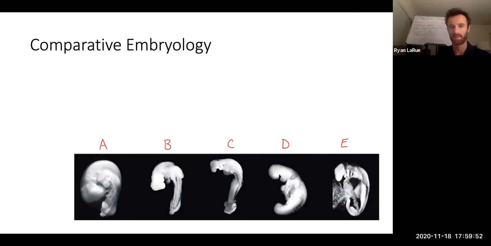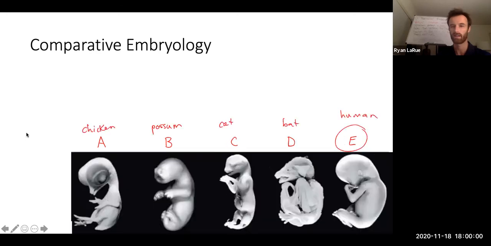So you guys look ahead. Just kidding. D was human. Okay, let's take a look at the answers. And then I want you guys to compare and see how many you got. Boom. So E was human. Those are the embryos. Crazy, right?